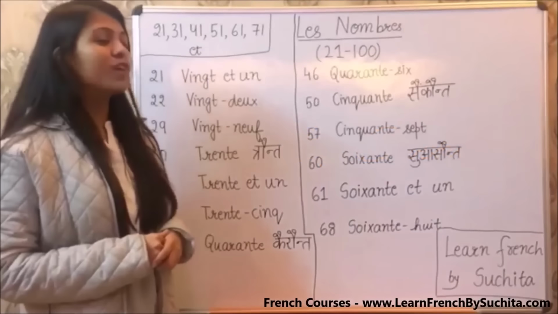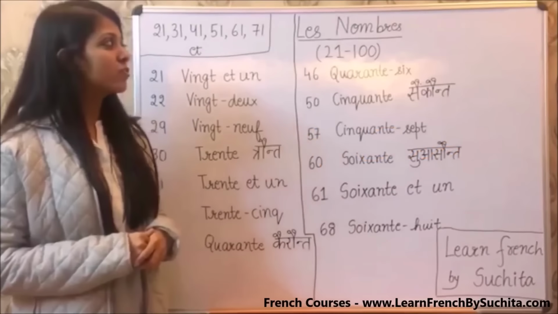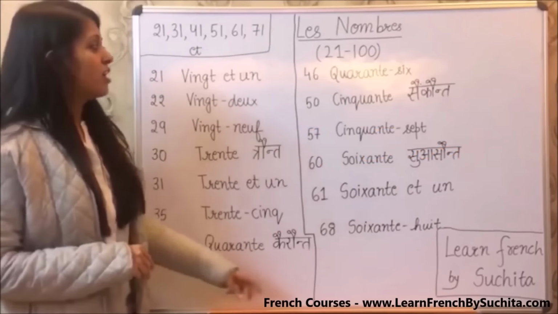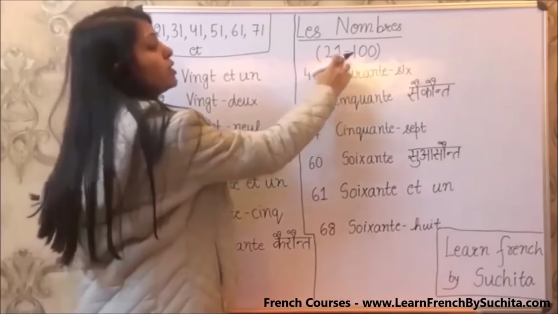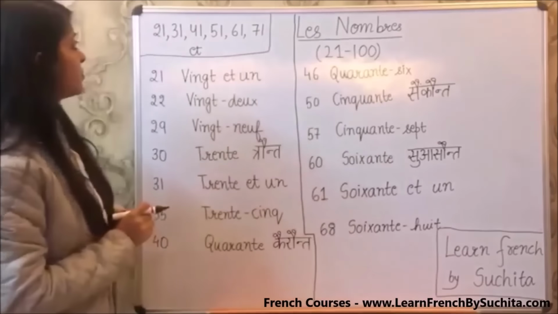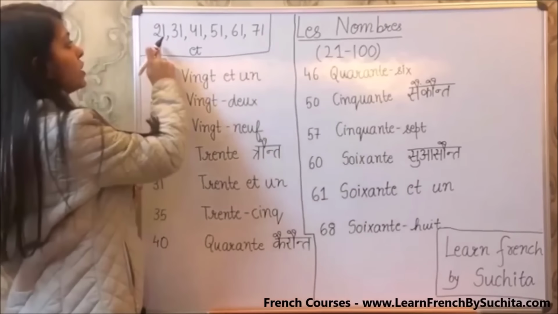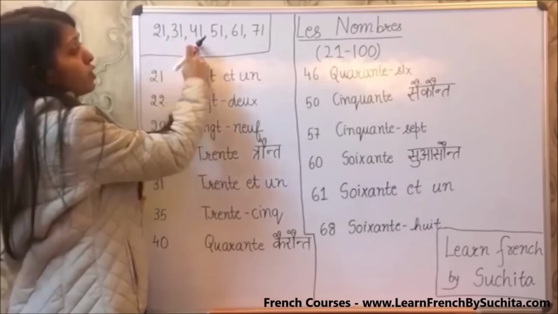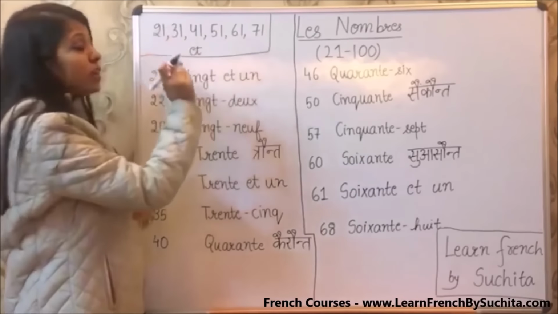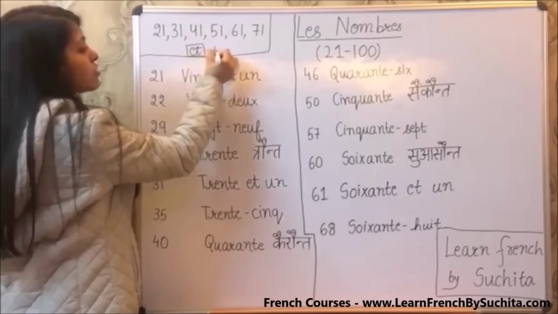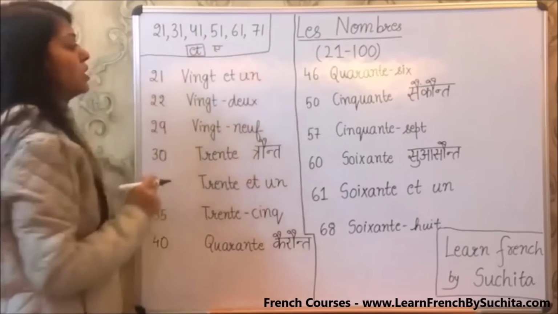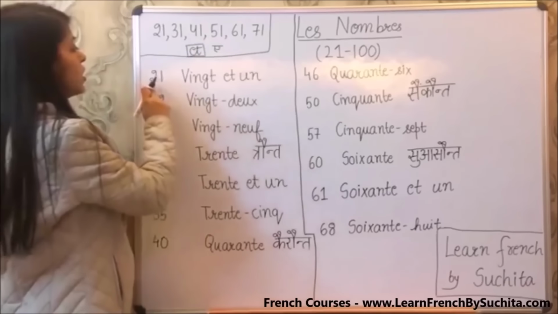Hi friends, Learn French by Suchita is back with the next video of Les Nombres, and in this lesson we are going to learn the numbers from 21 to 100. Whenever we write the numbers 21, 31, 41, 51, 61, 71, we have to put the word ET. This is pronounced as ET in between. I'll give you the example for this.